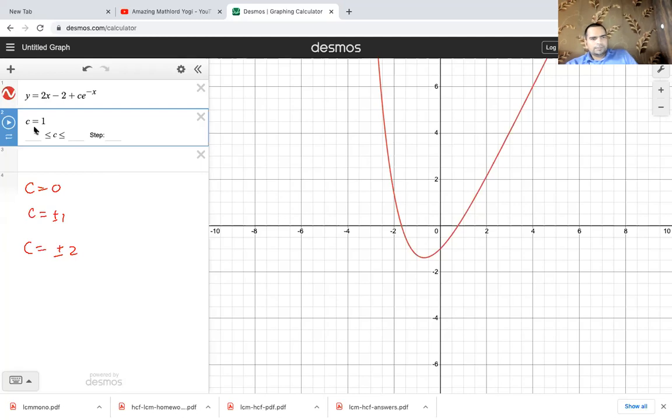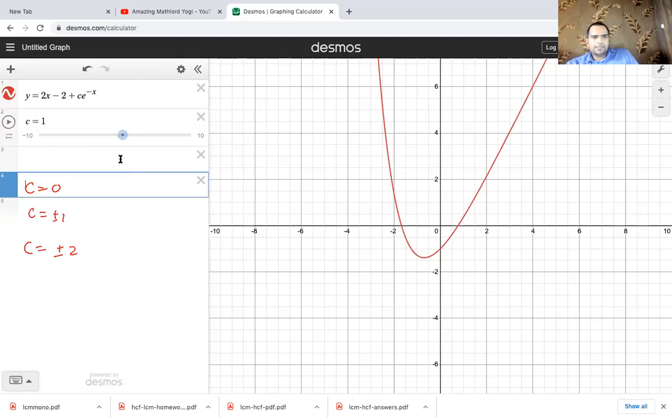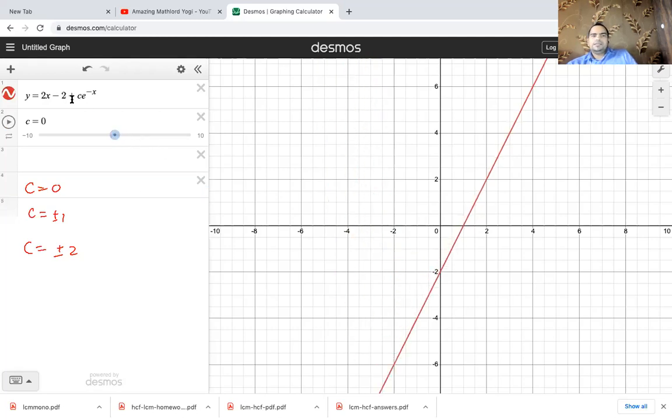You could have done that on your calculator. If I take c as 0, it's a straight line. So the general solution is a straight line. If c is 1, it is like this particular curve. If c is negative 1, it is going to be like this. And if c is 2, the general solution is like here. And if c is negative 2, the general solution once again is like this.